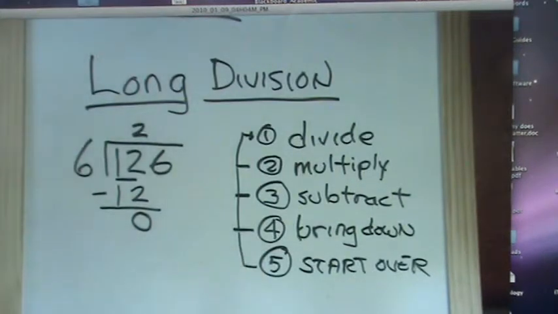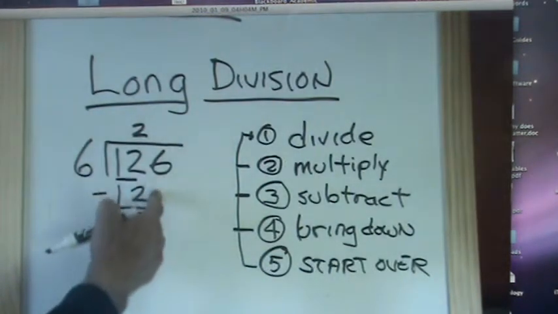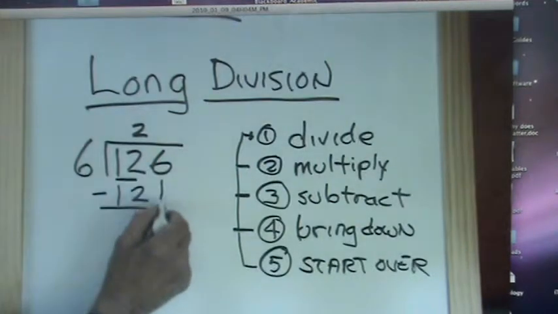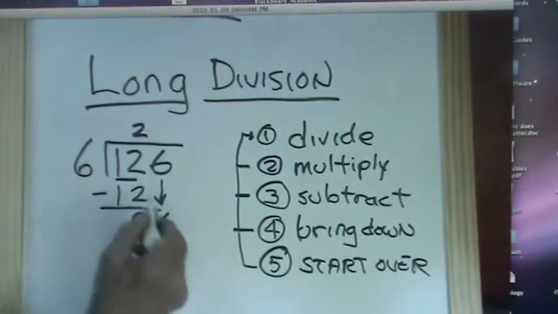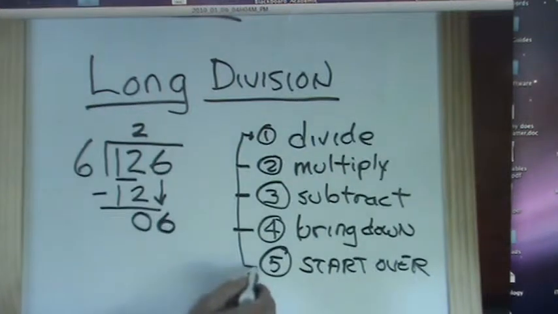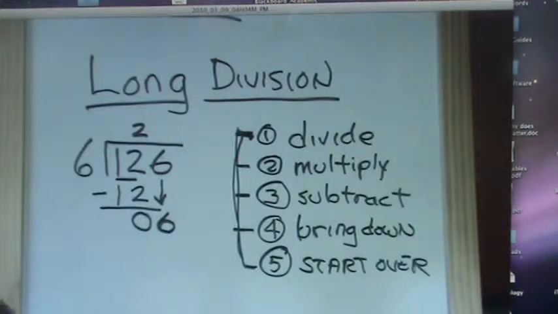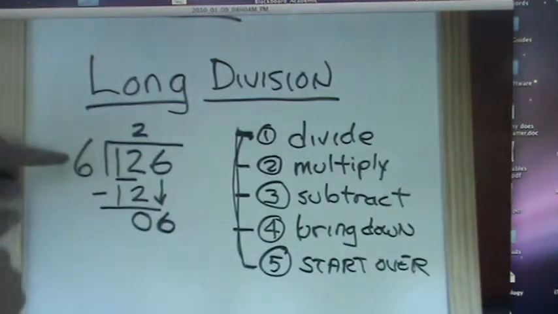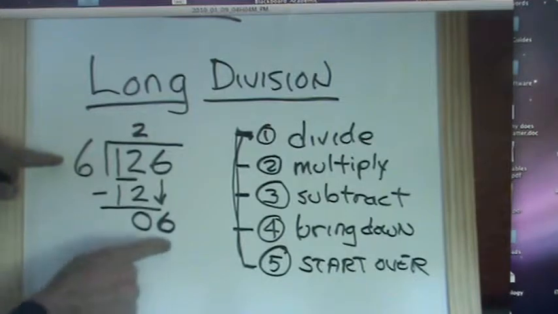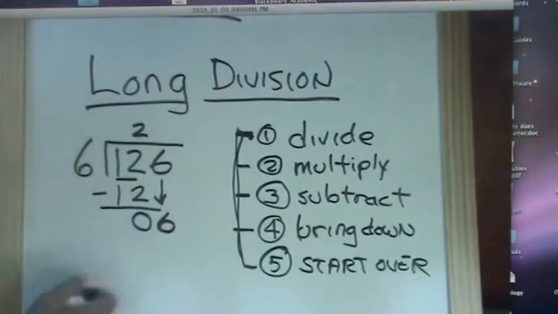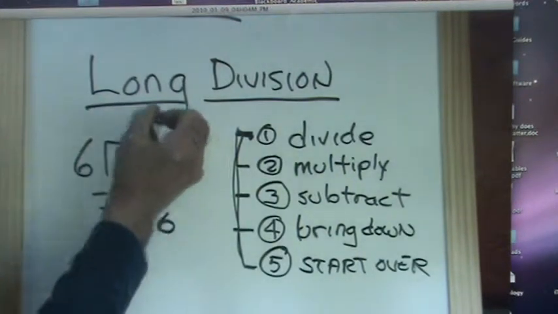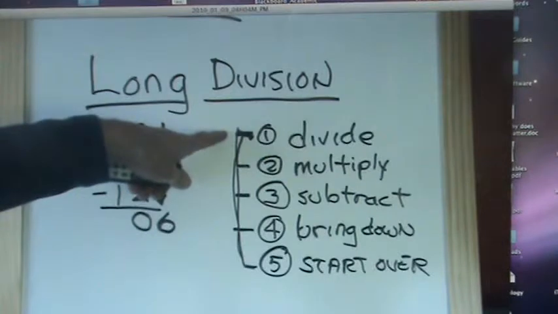Now, next step. Is there a number to bring down? Yes, there is. So I bring the number down. Bring down the 6. And since there was a number to bring down, then I start over again, which means I divide. Now again, divide what into what? Well, I always divide this into the last number that we put down here. 6 divided into 6 will go 1 time. So now I've done my division.